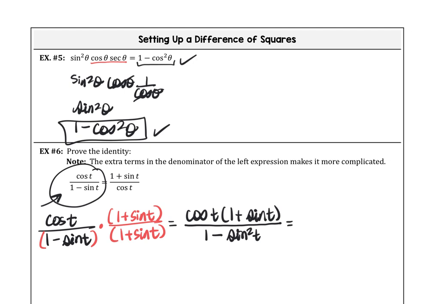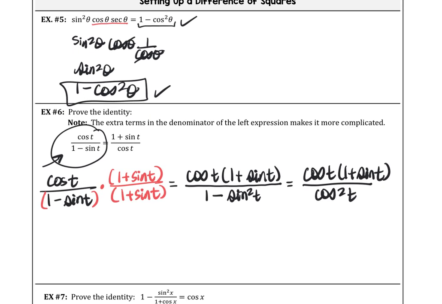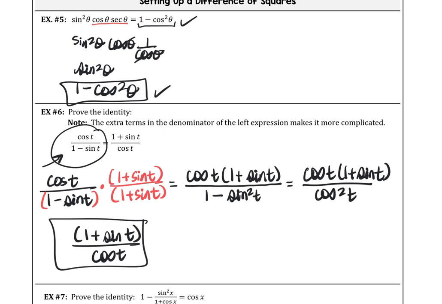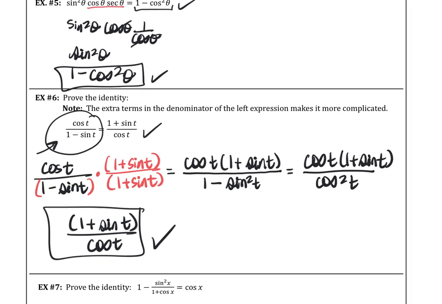Oh, pay attention to your identities. Remember this on the bottom, 1 minus sine squared? That would be cosine squared t. And on the top, I've got this. So one of my cosines cancels out. So I get 1 plus sine t on the top. On the bottom, I've got a cosine t, which is exactly where we need to go because that's what the other side is. So sometimes you have to manipulate it with a clever form of 1. This is a conjugate right there.